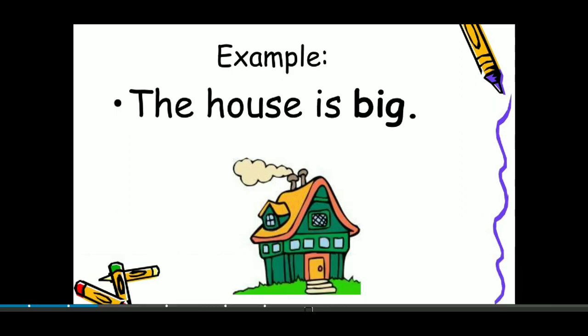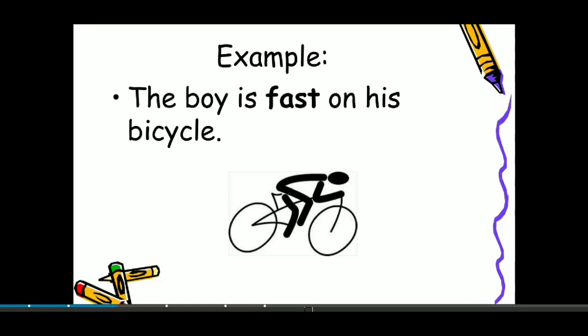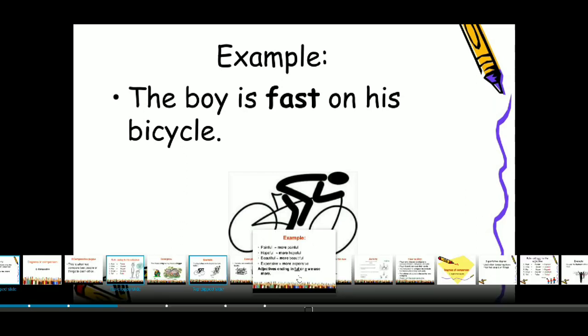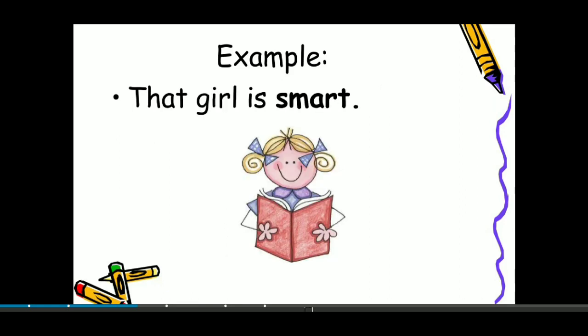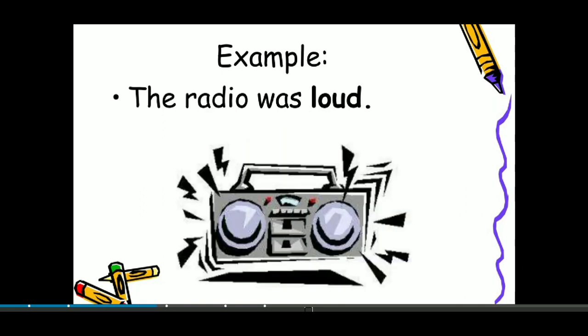Next one. The boy is fast on his bicycle. You see the boy is riding the bicycle and he is fast. Here I am using the positive. Another example, that girl is smart. I am speaking about only one particular girl, and my description is that she is smart. That is also a positive use of adjective. The radio was loud. Loud means a loud volume. I am speaking only about this particular radio and describing it.